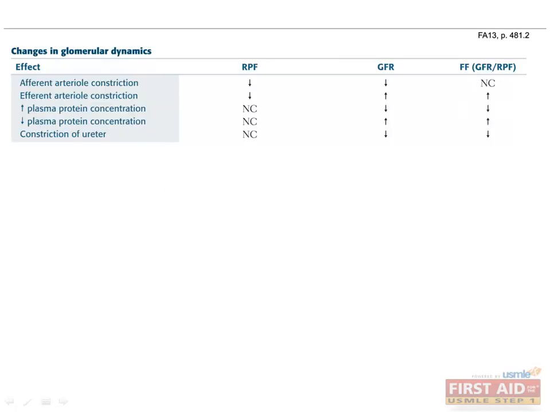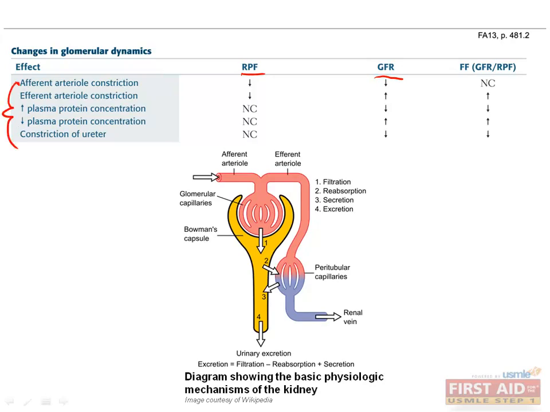Okay, to understand this table, you need to understand how RPF and GFR will individually respond to each of these effects. Since RPF is just a measure of blood flow, anything causing arteriolar constriction will lead to a decrease in RPF. On the other hand, to understand the changes in GFR, it's important to think about the Starling forces that we talked about: hydrostatic pressure and oncotic pressure.